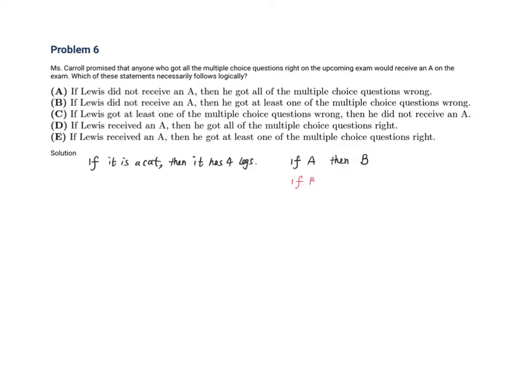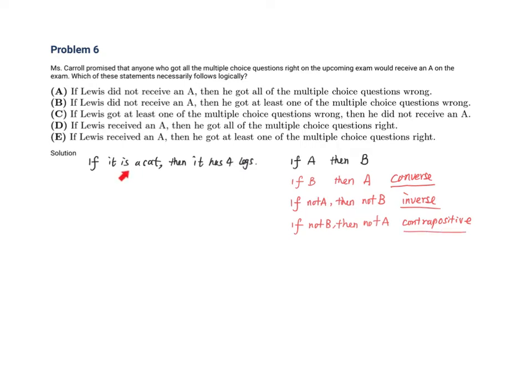One is "if B then A." We call this the converse of the original statement. And the other one is "if not A, then not B." We call this the inverse. And the last one is "if not B, then not A." We call this the contrapositive. And let's write the converse, inverse, and contrapositive of this particular statement.